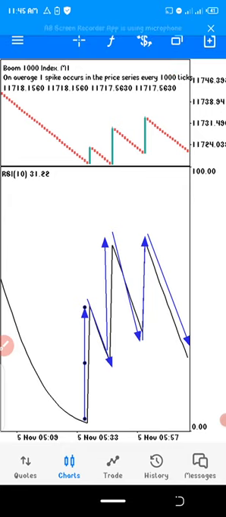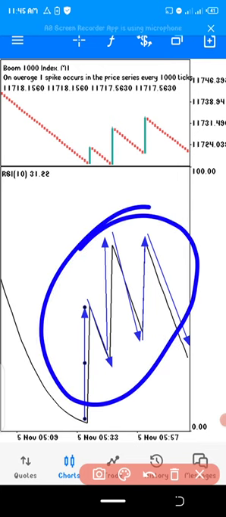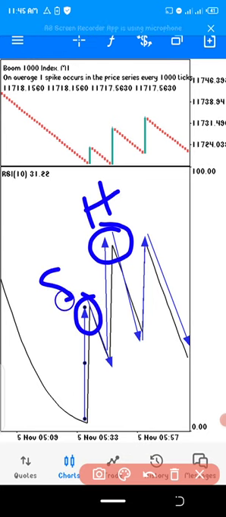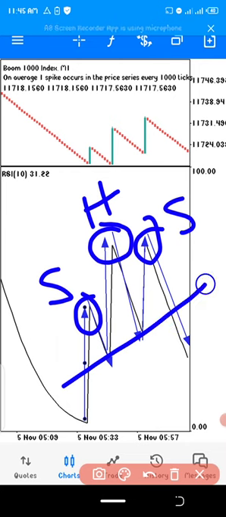Now you are going to notice that this could have been a heads and shoulders. Why do I say so? This is the highest peak, right? So we can call this the head. We can call this the left shoulder because it is also a peak. And then we can call this the right shoulder because it is also a peak. And then we have a neck.